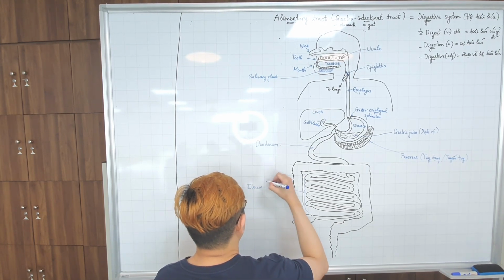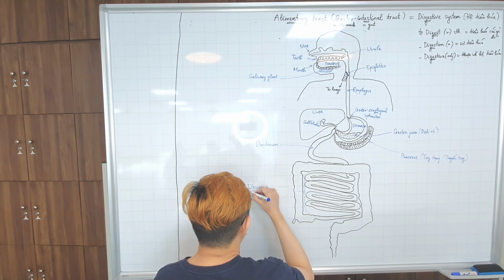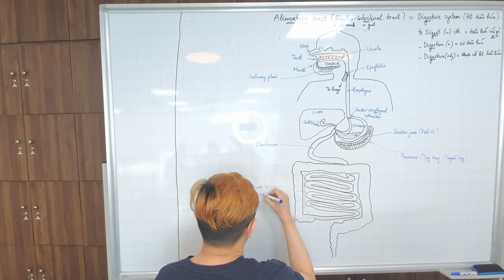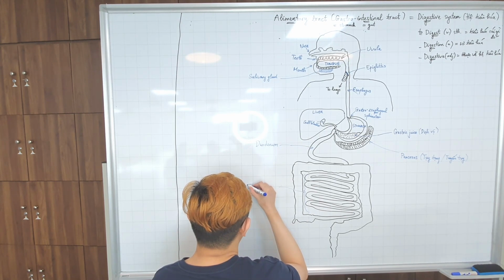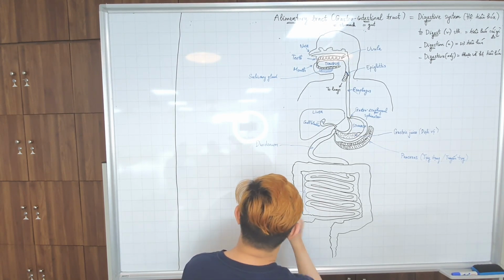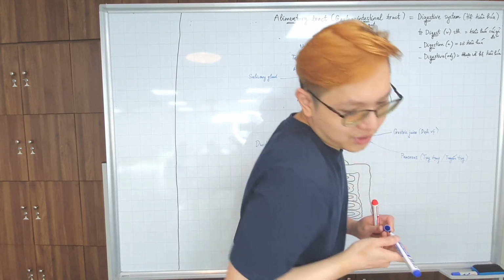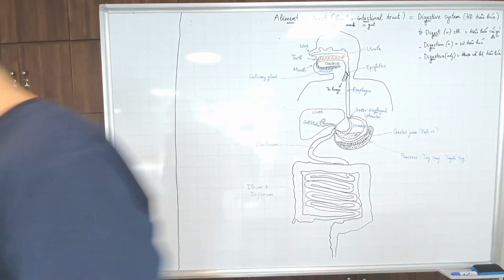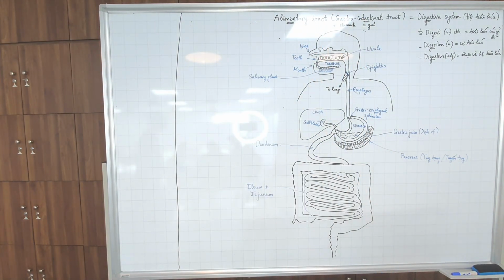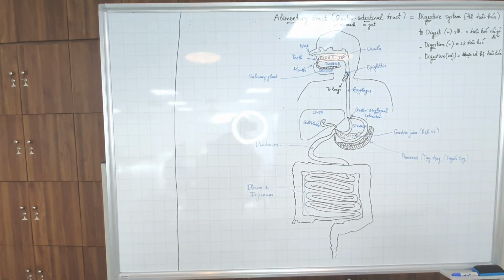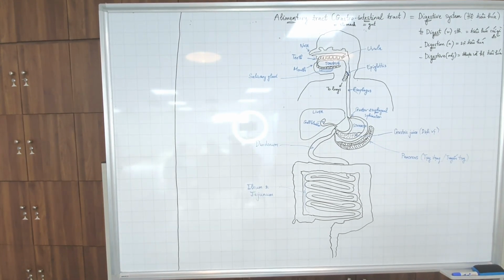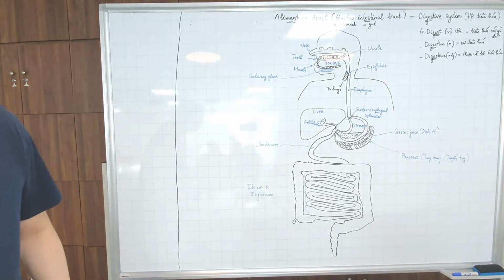Ileum and jejunum. I don't think I can see this one on camera, this kind of blue thing. I have to check. Can we see it on camera, this color? Oh yeah, we can see it. It's not perfect, but it's fine. Ileum and jejunum.